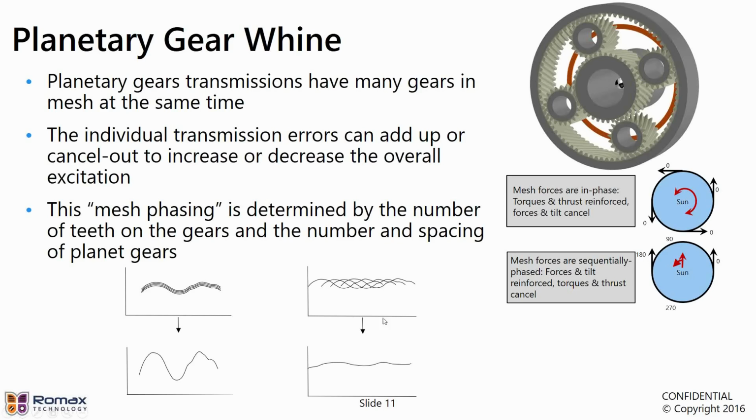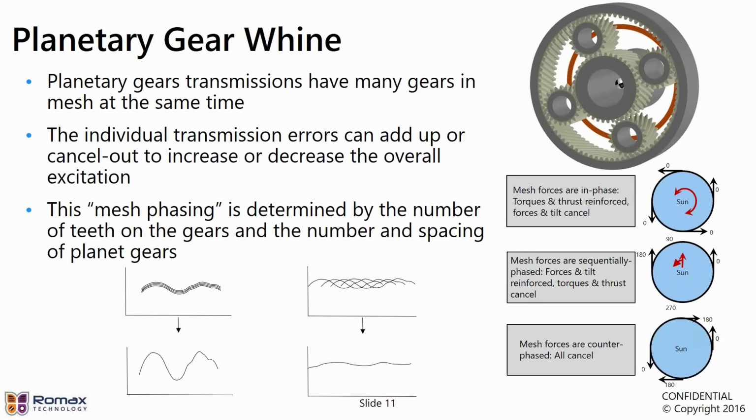If we have sequentially phased, which is similar to what you see here, then we have the opposite situation. So now we have removed the rotational torques, and also in a helical gear you will get axial thrusts associated with that torque as well. Those torques will cancel, but now the radial components do not cancel, and you end up with a resulting overall radial excitation. Depending on planet spacing and so on, there are other things you can do.